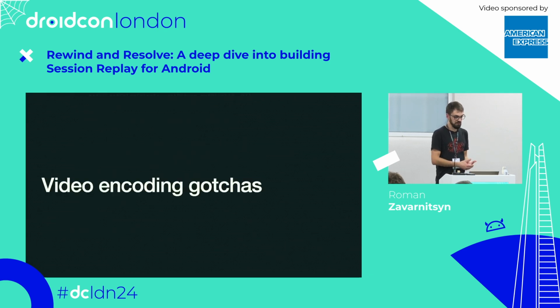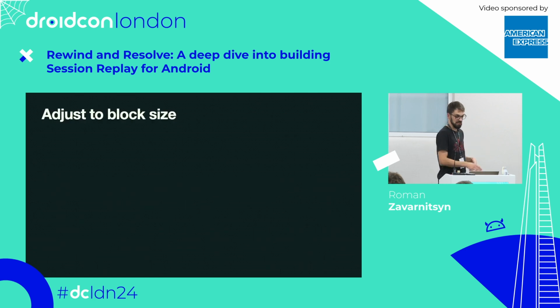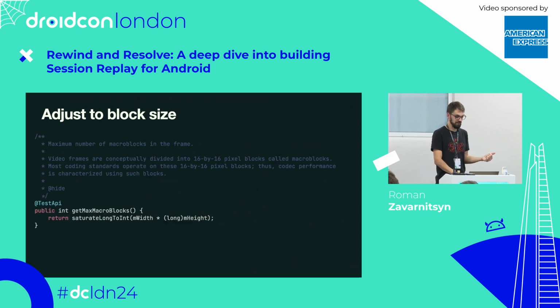There are some gotchas with video encoding. The first one is adjust to block size. I will explain it now, but basically what happened is that when we shipped the product, it started to randomly fail on some devices. And I was not sure what was going on until I saw this.